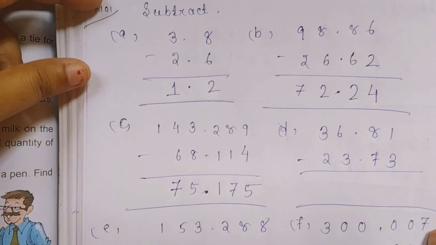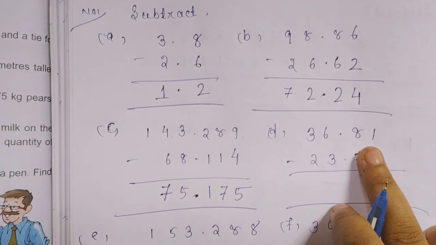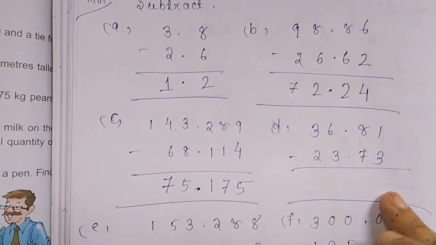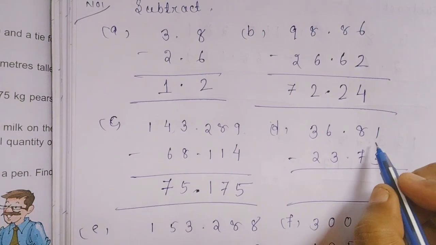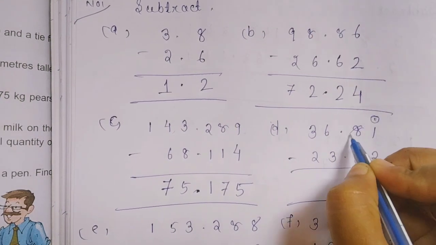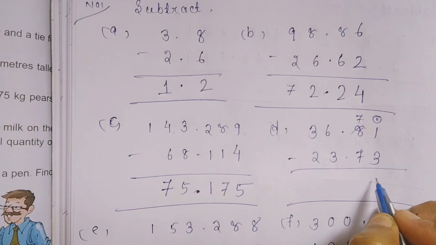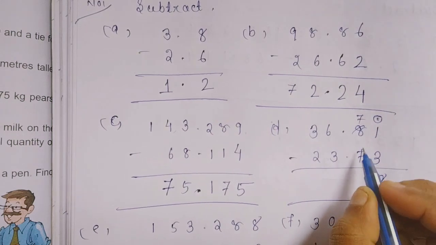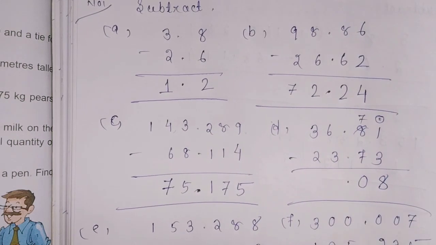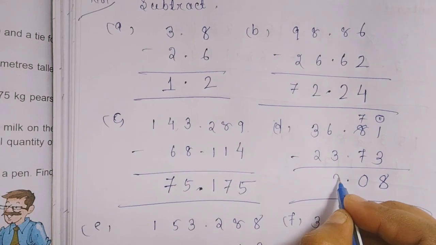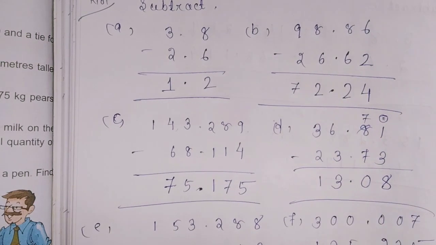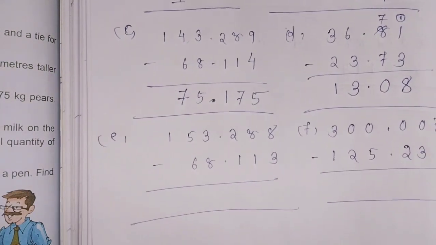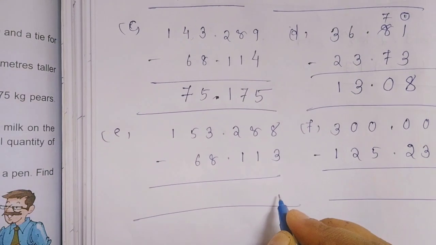75.175. Then next, 36.81 minus 23.73. 1 minus 3, you cannot subtract it, so you borrow. Then 11 minus 3 equals 8. Then 7 minus 7 equals 0. Then we put the decimal. Then 6 minus 3 equals 3. 3 minus 2 equals 1. 13.08.